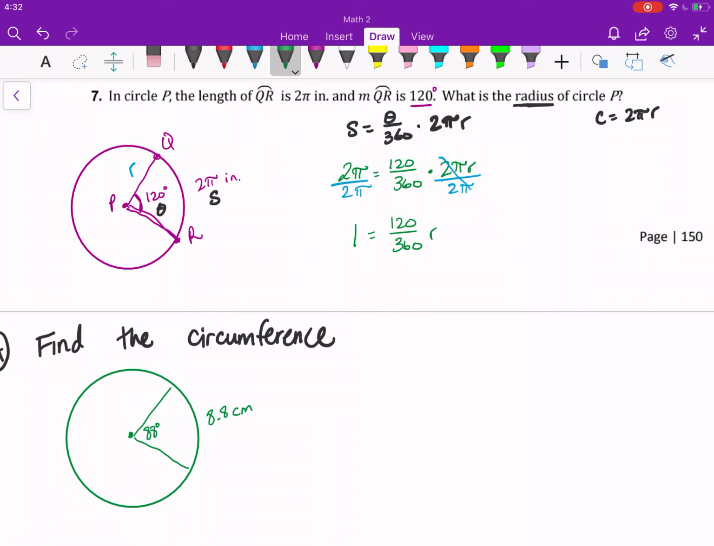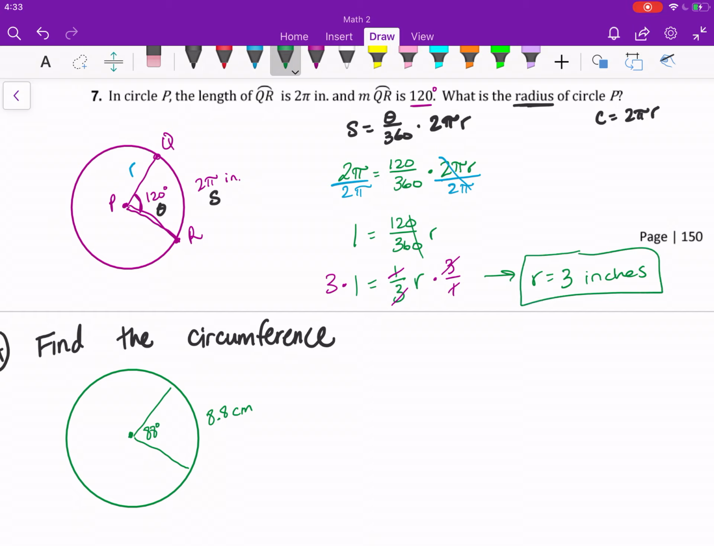Which, by the way, 120 over 360, you can do your quick little trick. And in fact, we've seen this one. 12 divided by 36 also simplifies down to 1/3. So 1 is equal to 1/3 times r. And so I can just multiply both sides by 3, or 3 over 1, to get rid of those. And you get that your r, your radius, is 3, and the unit would be inches. So maybe I should have done this before, but there's number 7 in a nutshell.